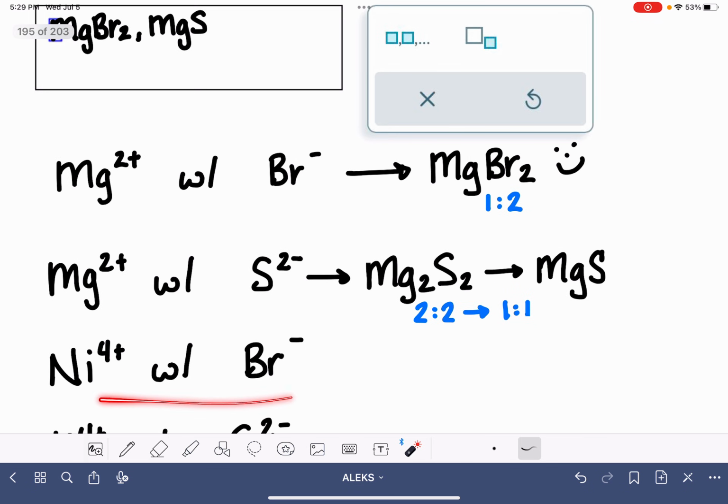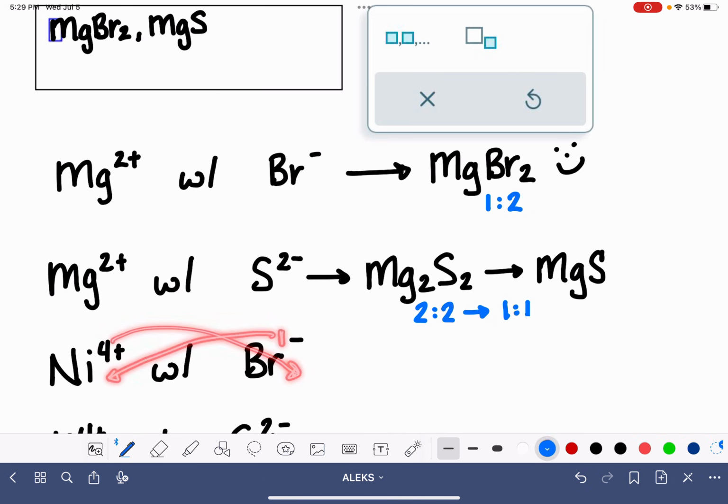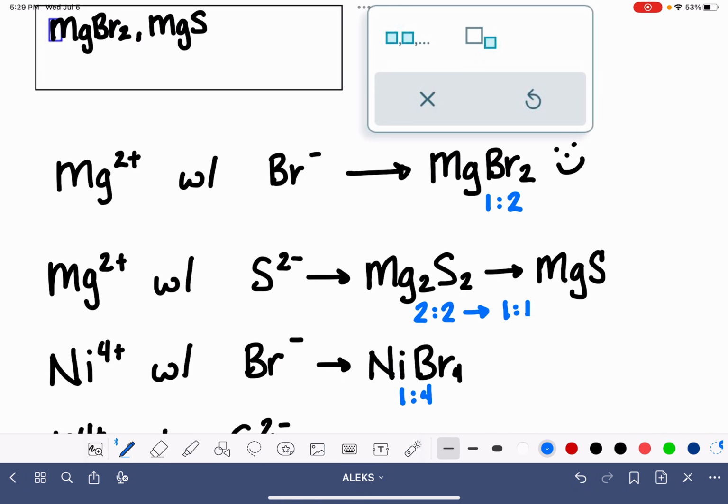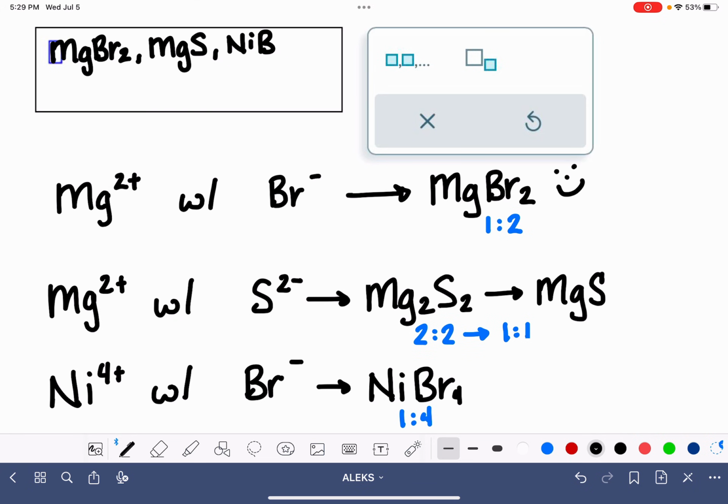Let's take a look at our next example. Here we have a nickel 4+. That 4 is the quantity of bromide ion. The 1 is the quantity of the nickel ion. So we need 1 nickel and we need 4 bromides. Our ratio is 1 to 4, and we can't simplify it any more than that. NiBr4.